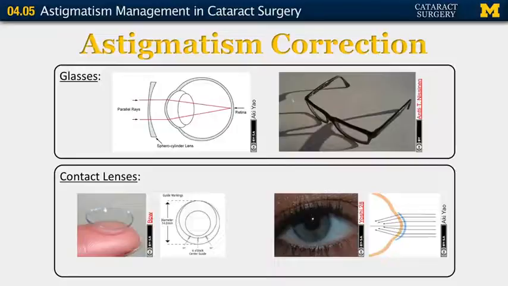Regardless of what type of astigmatism, the general corrections that we use are either glasses, which work best for regular astigmatism, or contact lenses, either soft or rigid gas permeable, that will work for both regular or irregular astigmatism, especially rigid gas permeable lenses, which work best for irregularities of the cornea.